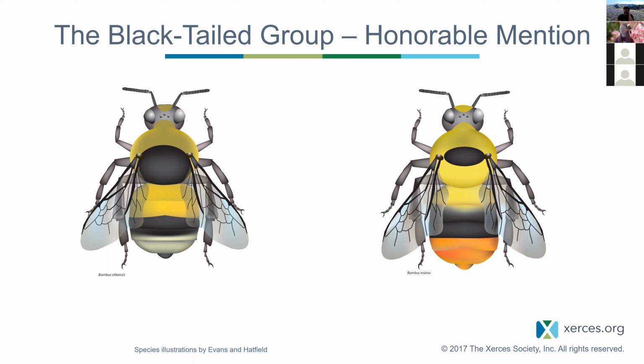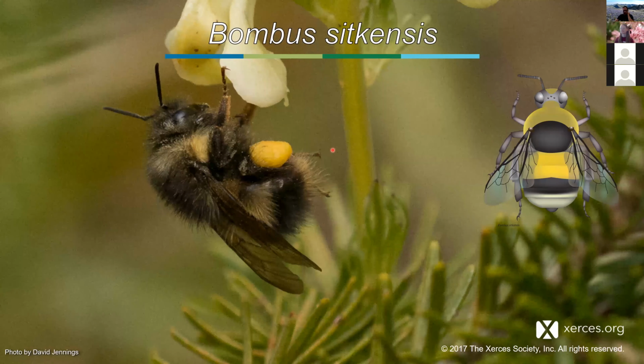A couple of species I'm throwing in here as black-tailed group for honorable mention because they don't technically have black tails. This is Bombus sitkensis. It looks a lot like Bombus flavifrons. It's got the cloudy hairs on the thorax, yellow on T1 and T2, but you can see there's just a hint of pale hairs there at the very back of the abdomen. So you need to watch out for those. And that's how we distinguish that species. And then Bombus mixtus sometimes has those brown hairs on the tip of its abdomen fade a lot towards black and can almost look like a black-tailed bumblebee.